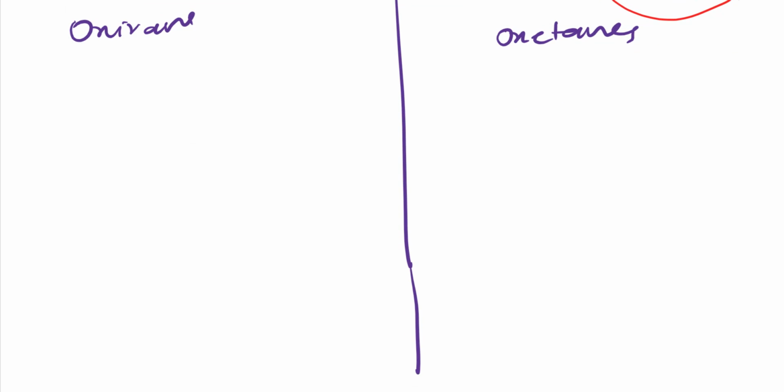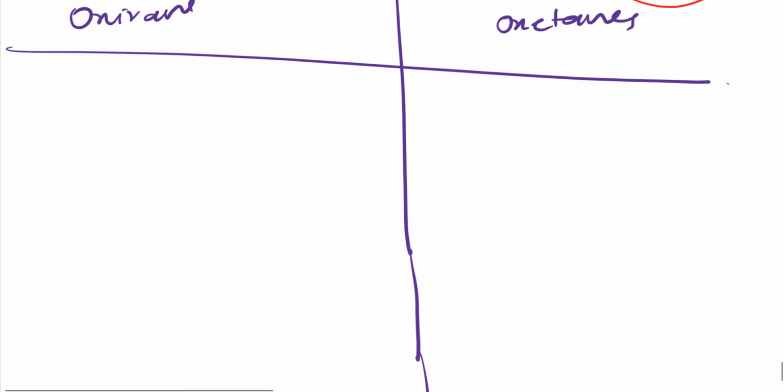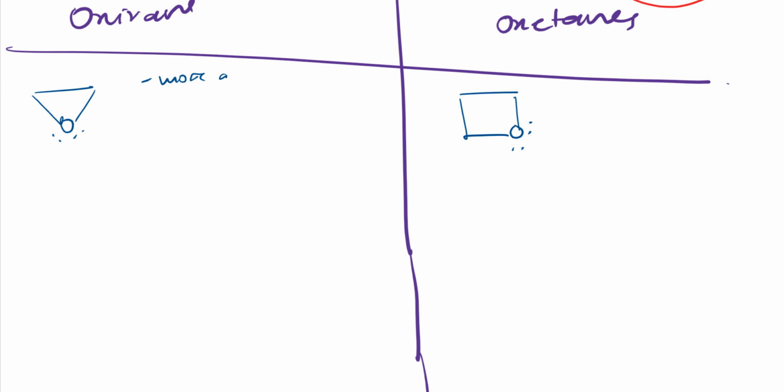Oxiranes and oxetanes. Let us discuss them. If you want to draw the structure, oxirane means a three-membered oxygen-containing ring. Other things are the same: basicity, everything is the same as that of aziridines and azetidines. Here also there is more angle strain and it is less basic, with fast nucleophilic ring opening reaction and slow electrophilic ring opening reaction.